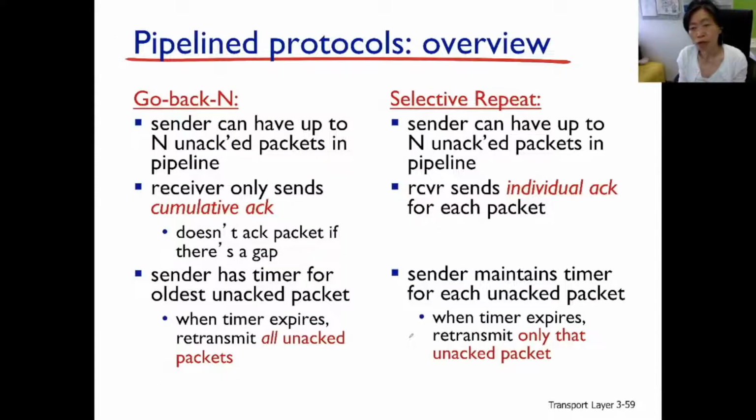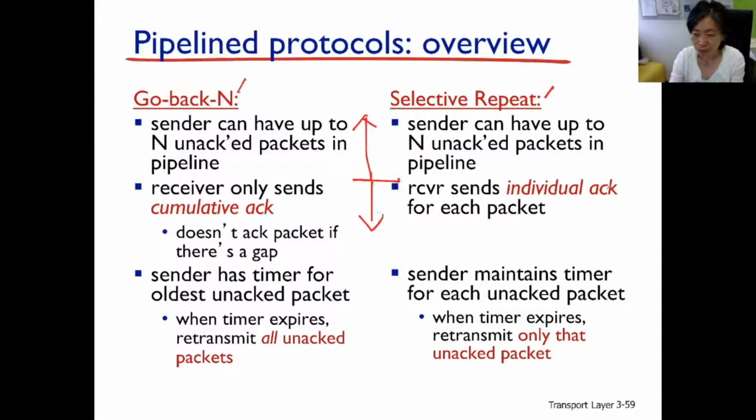Here's the overview slide that contrasts the 2 big categories of pipeline protocols. On the left, go back N. On the right, selective repeat. They are the same in this way: both of them allow having multiple packets in flight in a round. That's the basic idea of pipeline protocols. They must be the same in this way, and then everything else will be different.